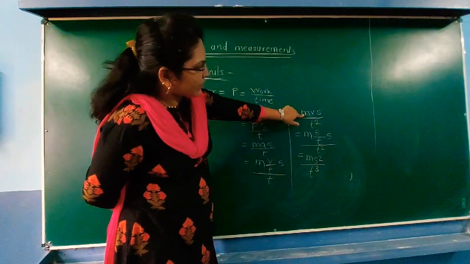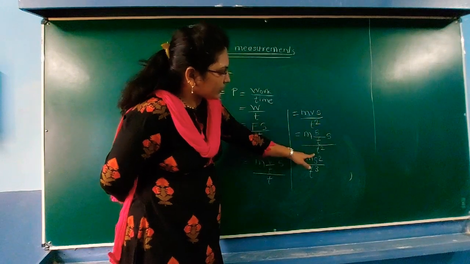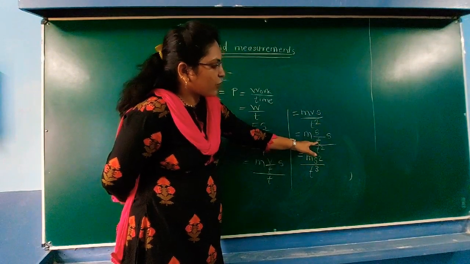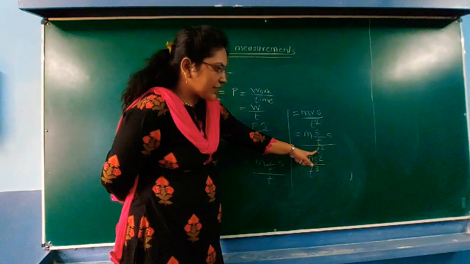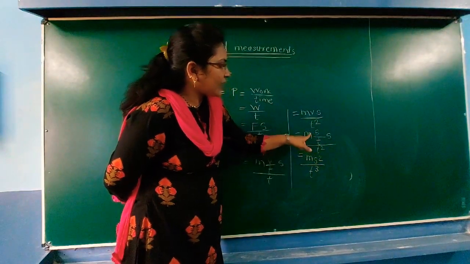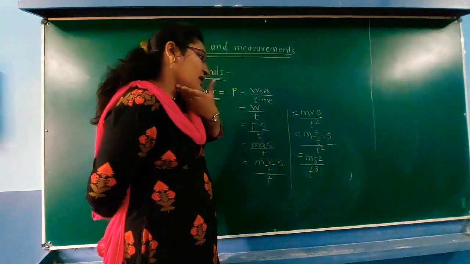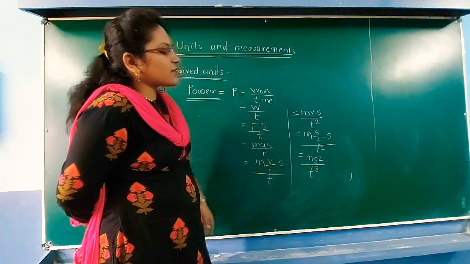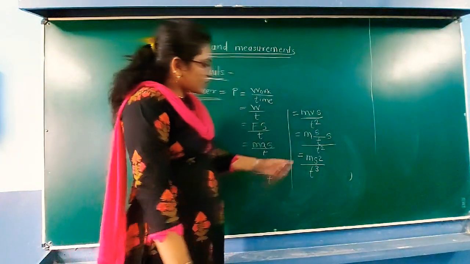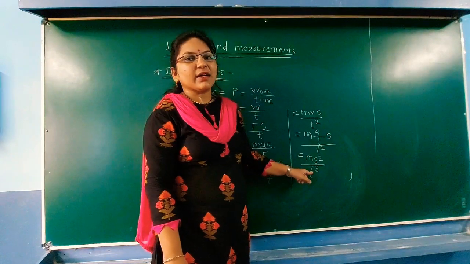See, what is V? S by T into S upon T square. This T from the numerator goes to the denominator, and T into T square becomes T cube, and in the numerator there will be M into S square. So the formula will be M S square upon T cube. Now see here, mass, length and time: these three are fundamental quantities.